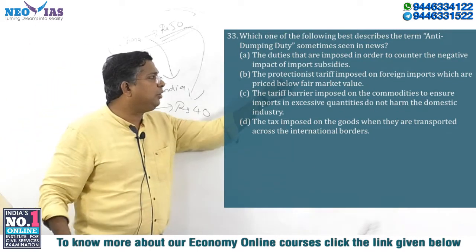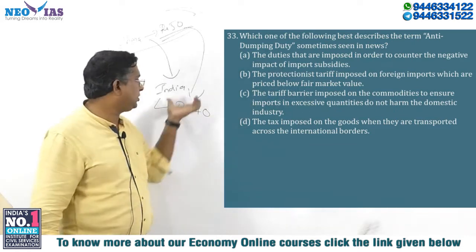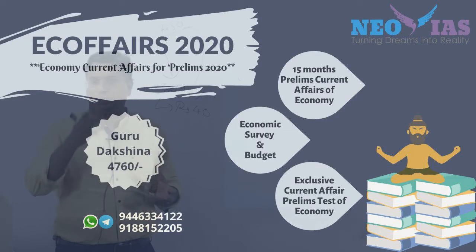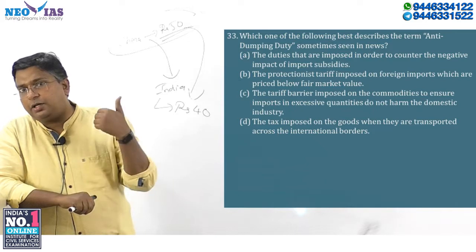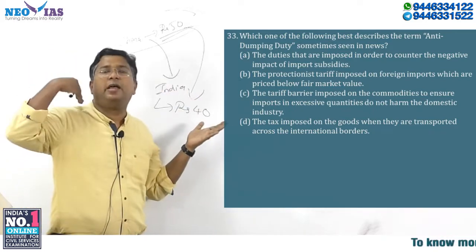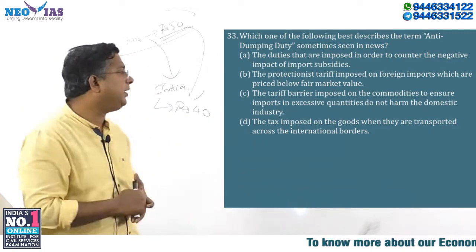So, anti-dumping duty is a protectionist tariff imposed on foreign imports which are priced below fair market value. Okay, so anti-dumping duty will be imposed when the country feels that a particular product is dumped into the country, that is, imported at a price below fair market value. So that is the correct definition of anti-dumping duty.